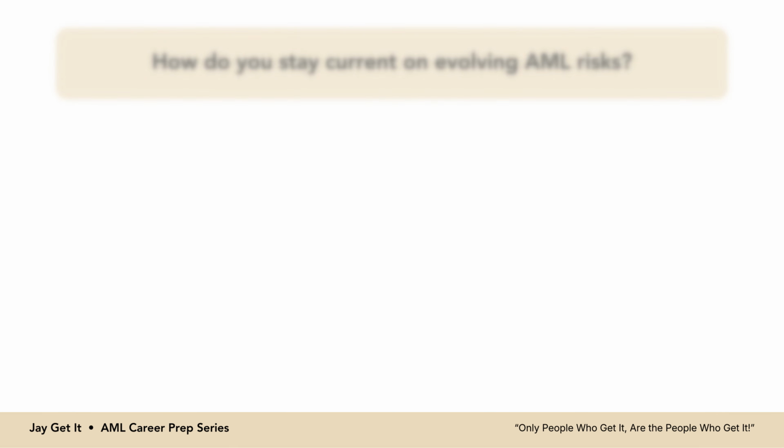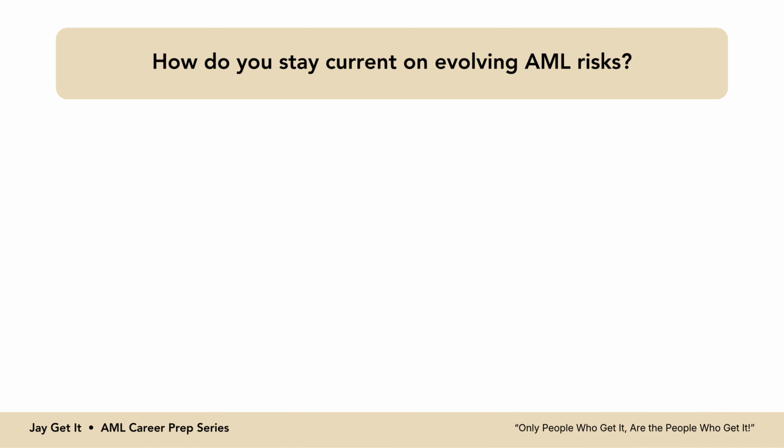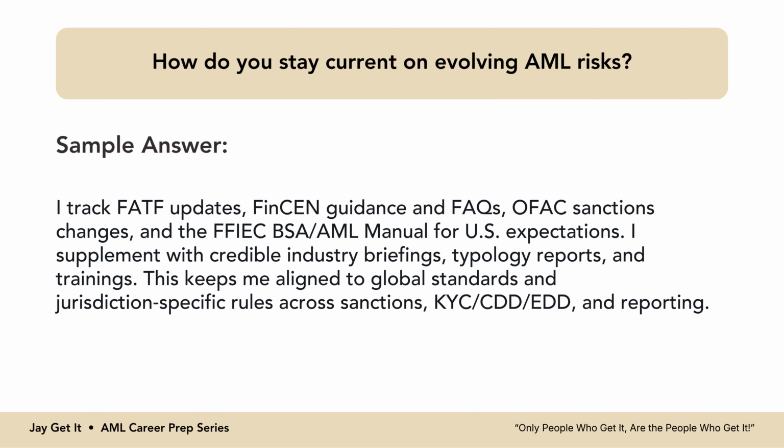Question number 4. How do you stay current on evolving AML risks? Sample answer. I track FATF updates, FinCEN guidance and FAQs, OFAC sanctions updates, and the FFIEC BSA/AML manual for U.S. expectations. I also follow credible industry briefings and trainings. This mix keeps me aligned to global standards and jurisdiction-specific rules.